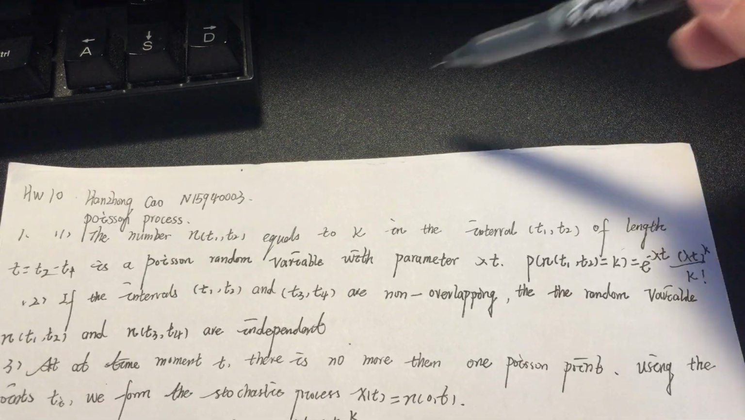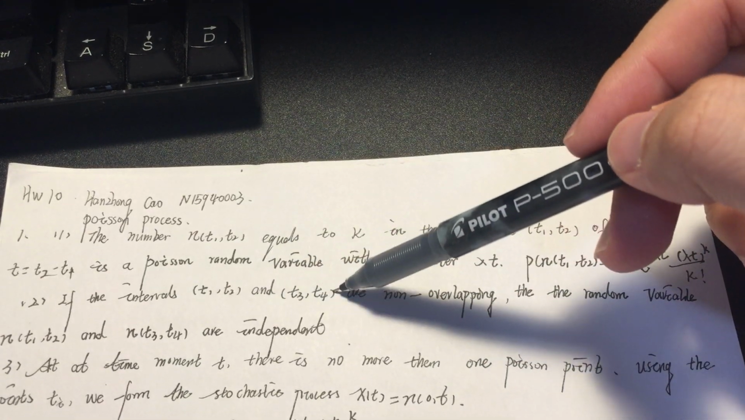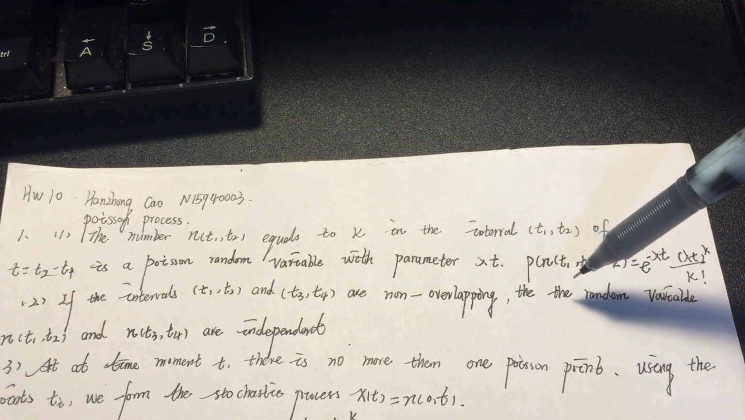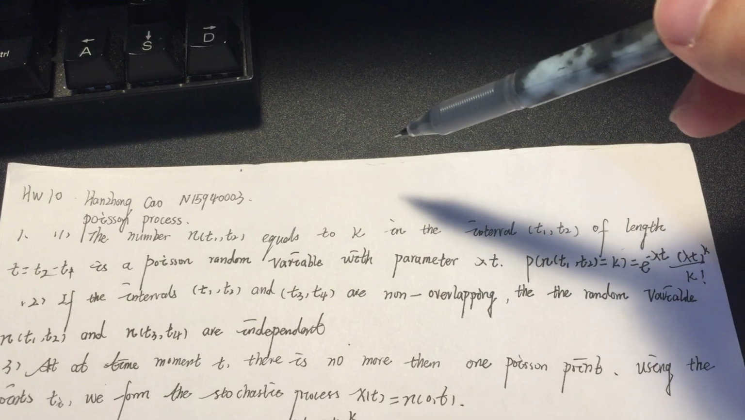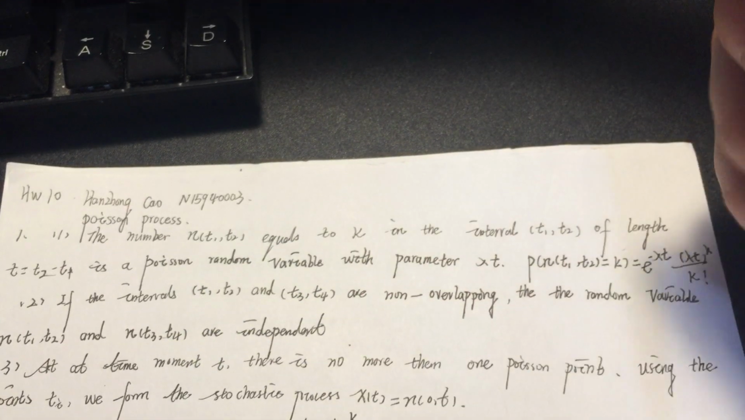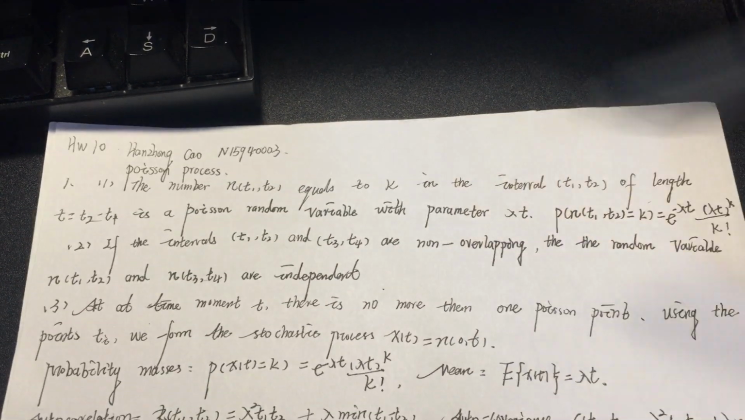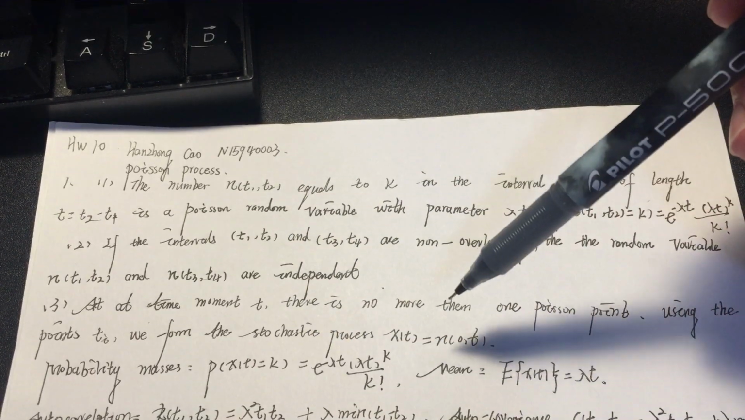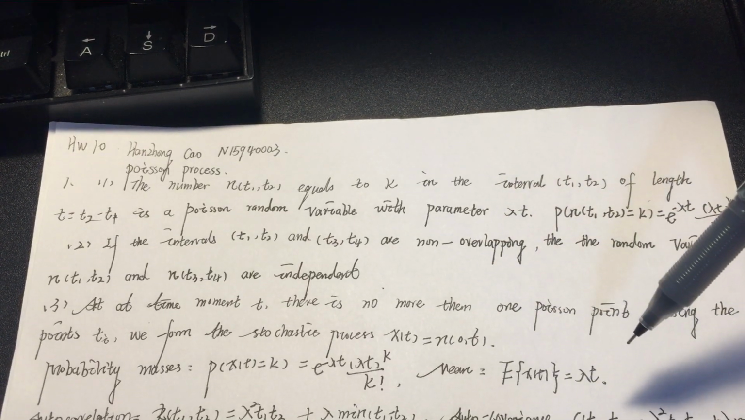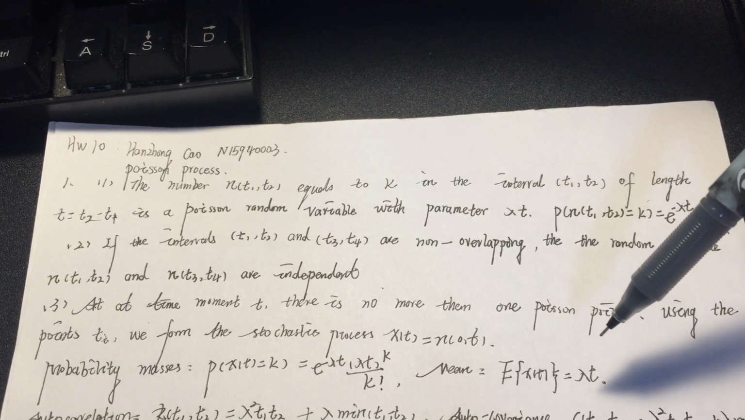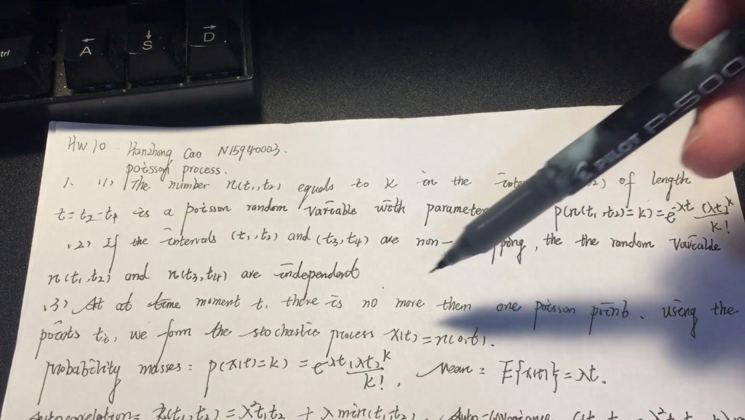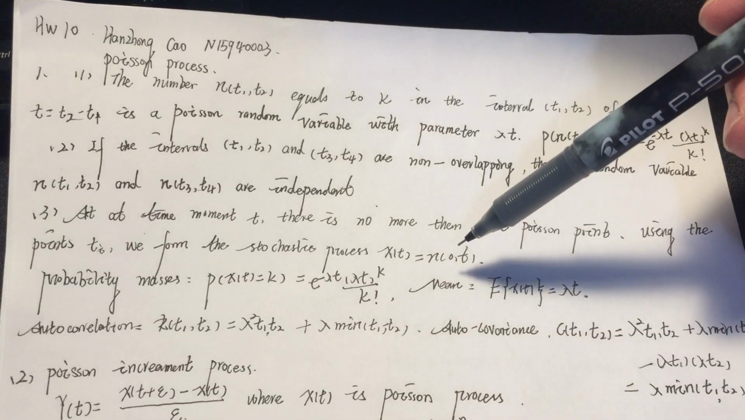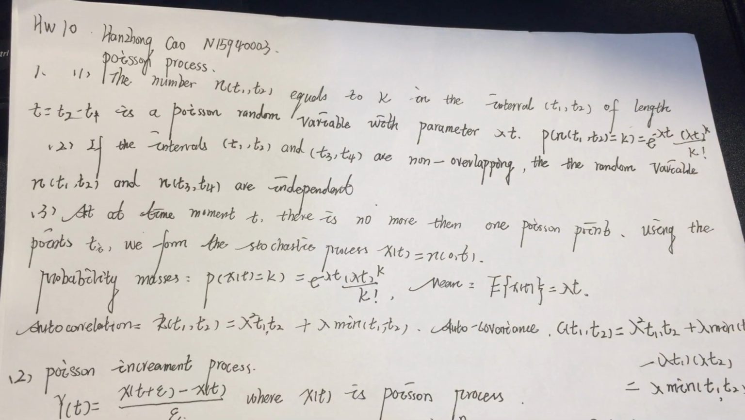And if the intervals t1, t2 and t3, t4 are non-overlapping, the random variables N(t1, t2) and N(t3, t4) are independent. And at any time moment ti, there is no more than one Poisson point. Using the points ti, we form the stochastic process X(t) equals N(0, t). So we need to calculate it.